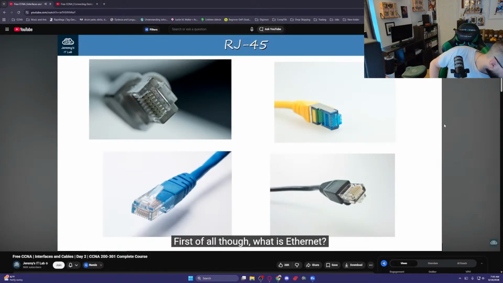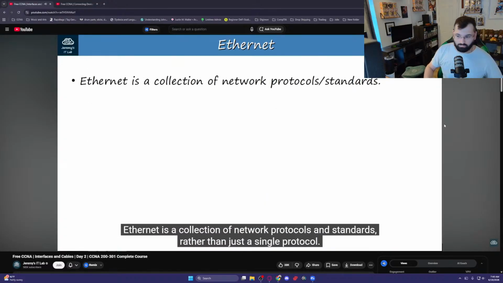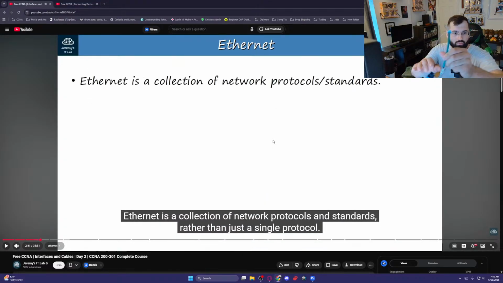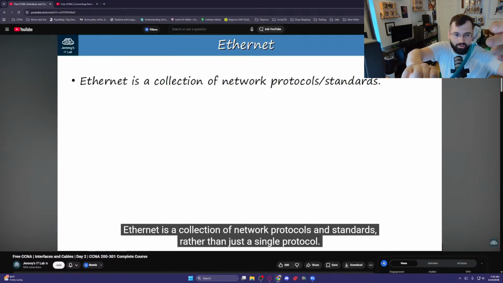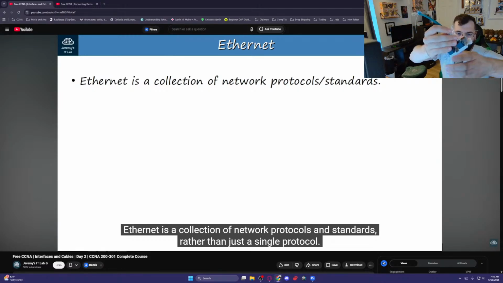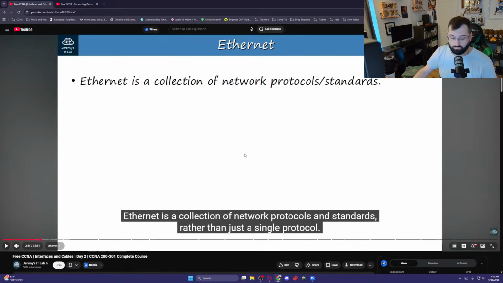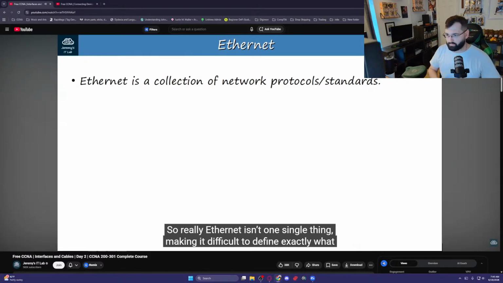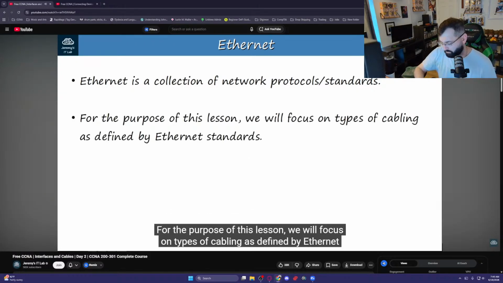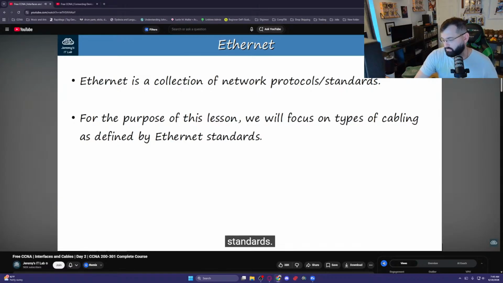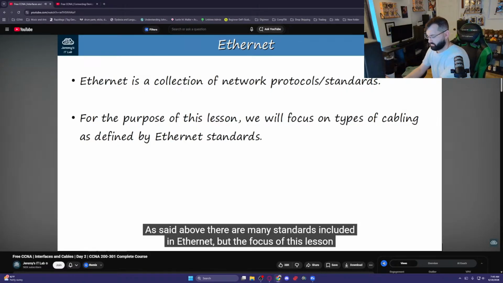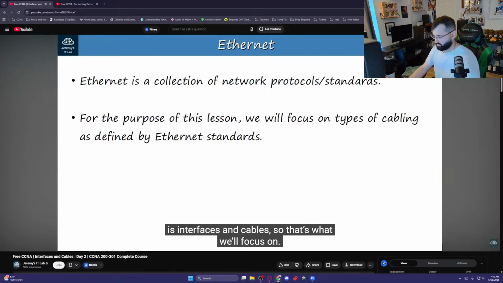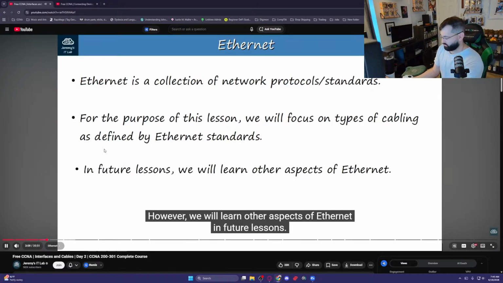First of all, though, what is Ethernet? Ethernet is a collection of network protocols and standards, rather than just a single protocol. So really, Ethernet isn't one single thing, making it difficult to define exactly what it is. For the purpose of this lesson, we will focus on types of cabling as defined by Ethernet standards. As said above, there are many standards included in Ethernet, but the focus of this lesson is interfaces and cables, so that's what we'll focus on. However, we will learn other aspects of Ethernet in future lessons.